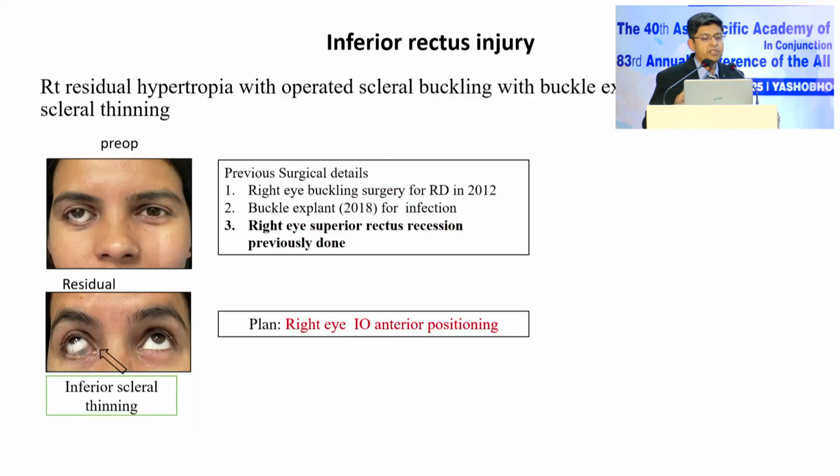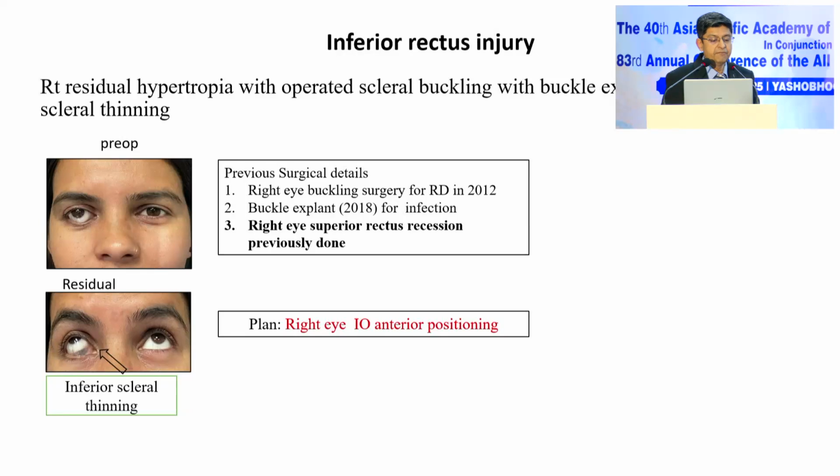This was a patient who had an iatrogenic inferior rectus injury after multiple retinal surgeries. So a retinal buckling surgery was done, she developed infection, and the buckle was explanted. First stage, she had already undergone a superior rectus recession, and she still had a significant hypertropia, and the lid was recessed, so she wanted some cosmetic improvement. Of course, the vision was poor.